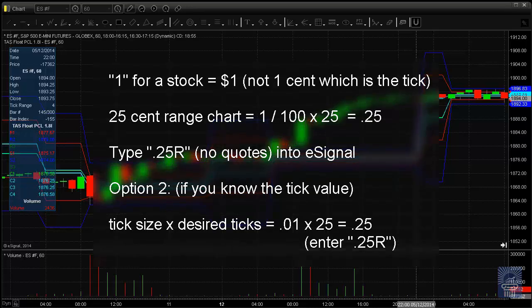Stocks move in 1 penny increments. There are 100 pennies in $1, so if you want a 25 tick penny or increment range chart, you have to enter 1, divide it by 100, which is 1 cent, written as 0.01, and then multiply that by 25 to get 0.25R. You would enter 0.25R into eSignal.